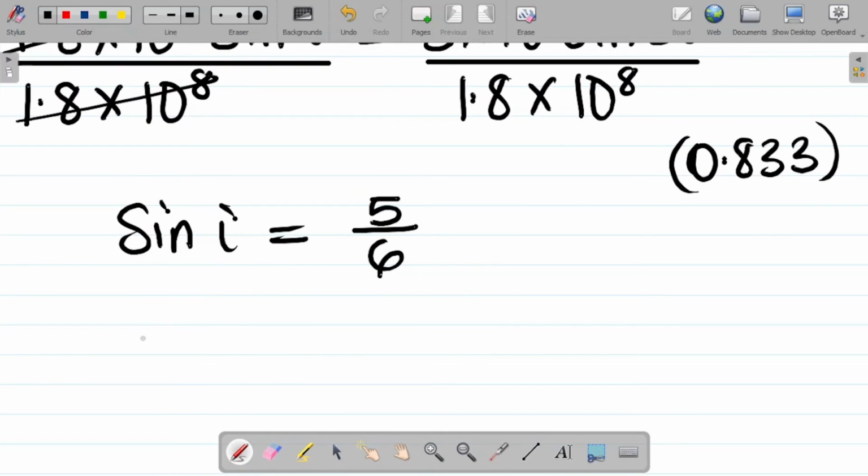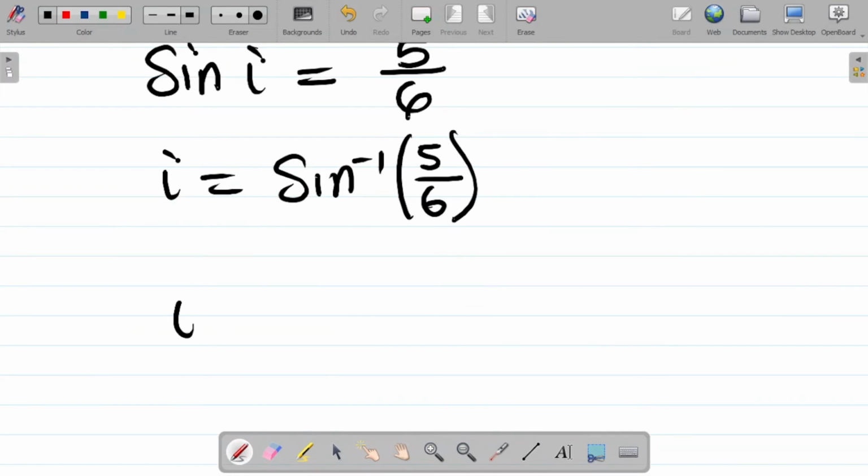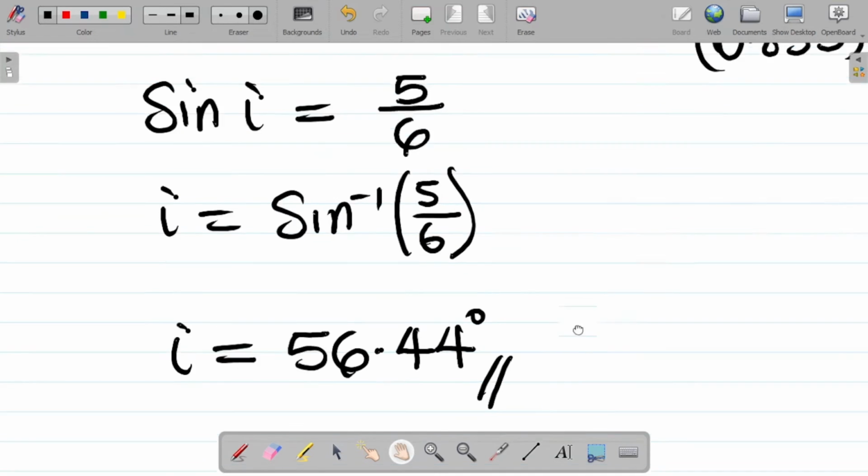To get the value of i, I'll take sine inverse. So that means i will be equal to sine inverse of 5 over 6. From here, what's the value of i? Let me take sine inverse of 5 over 6. My answer here gives me about 56.4. In 2 decimal places, I have 4 degrees.